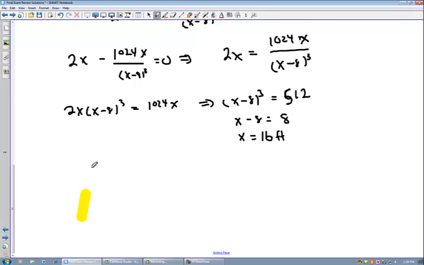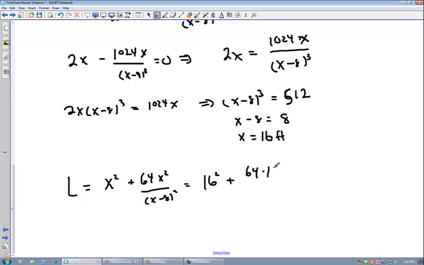So down here, let's do that. I could say capital L is equal to, and let me just copy it down so you can see it, x squared plus 64x squared divided by x minus 8 quantity squared. So I'm just going to plug in for x what I found. So 16 squared, and then I have plus 64 times 16 squared, all divided by 16 minus 8 quantity squared.